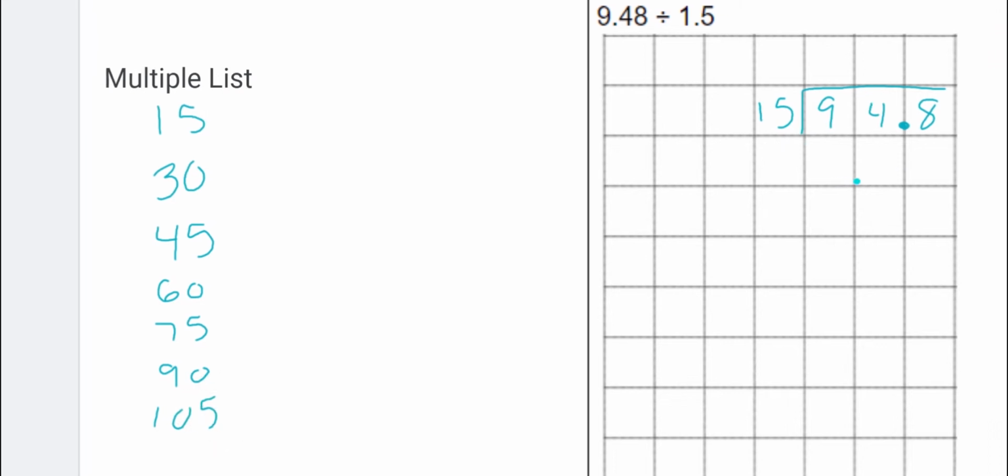So now, how many times does 15 go into 9? Well, 9 is too small, so how many times does 15 go into 94? 1, 2, 3, 4, 5, 6. 90 is the biggest number before I pass. So 6 times. And I'm going to subtract 90. 4 minus 0 is 4. 9 minus 9 is 0. Don't need to put that there. Bring down the next digit.